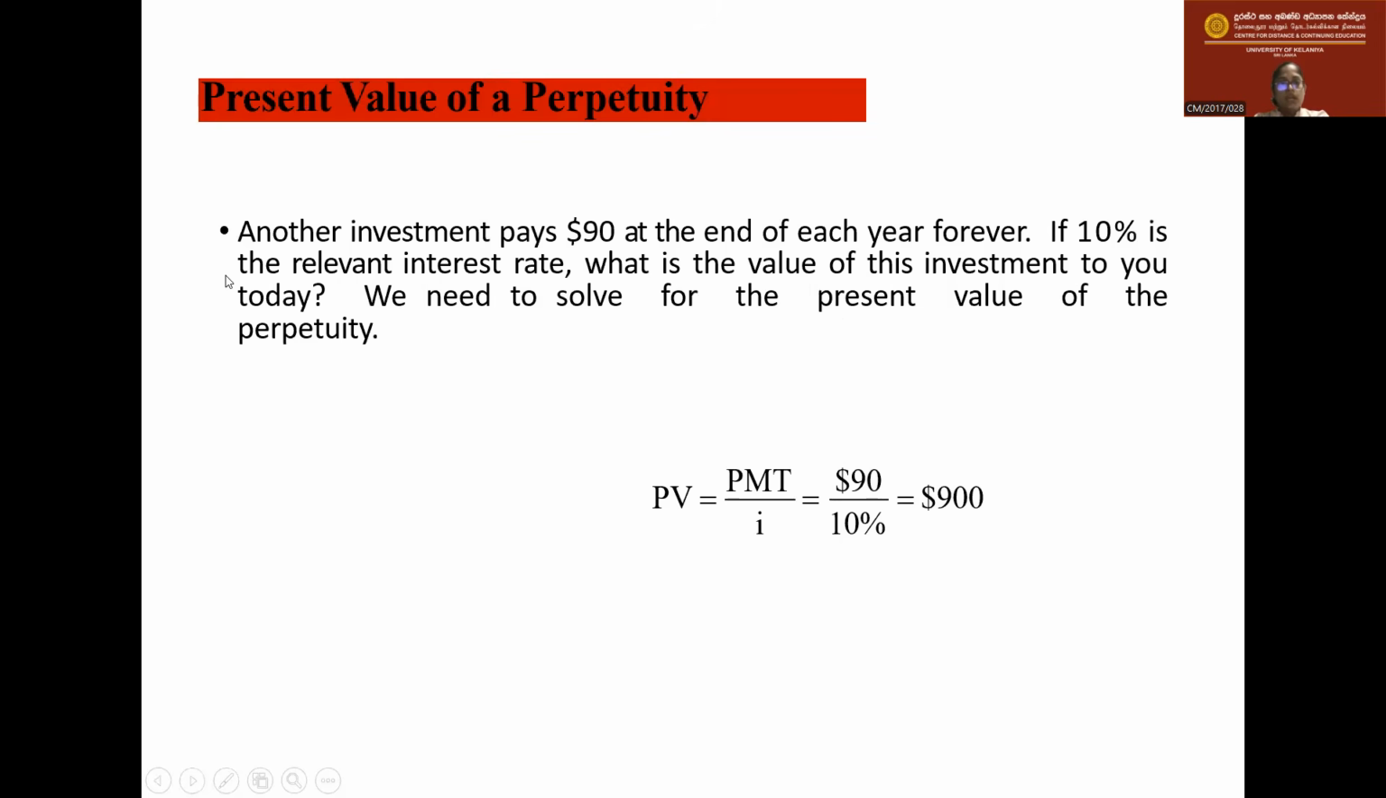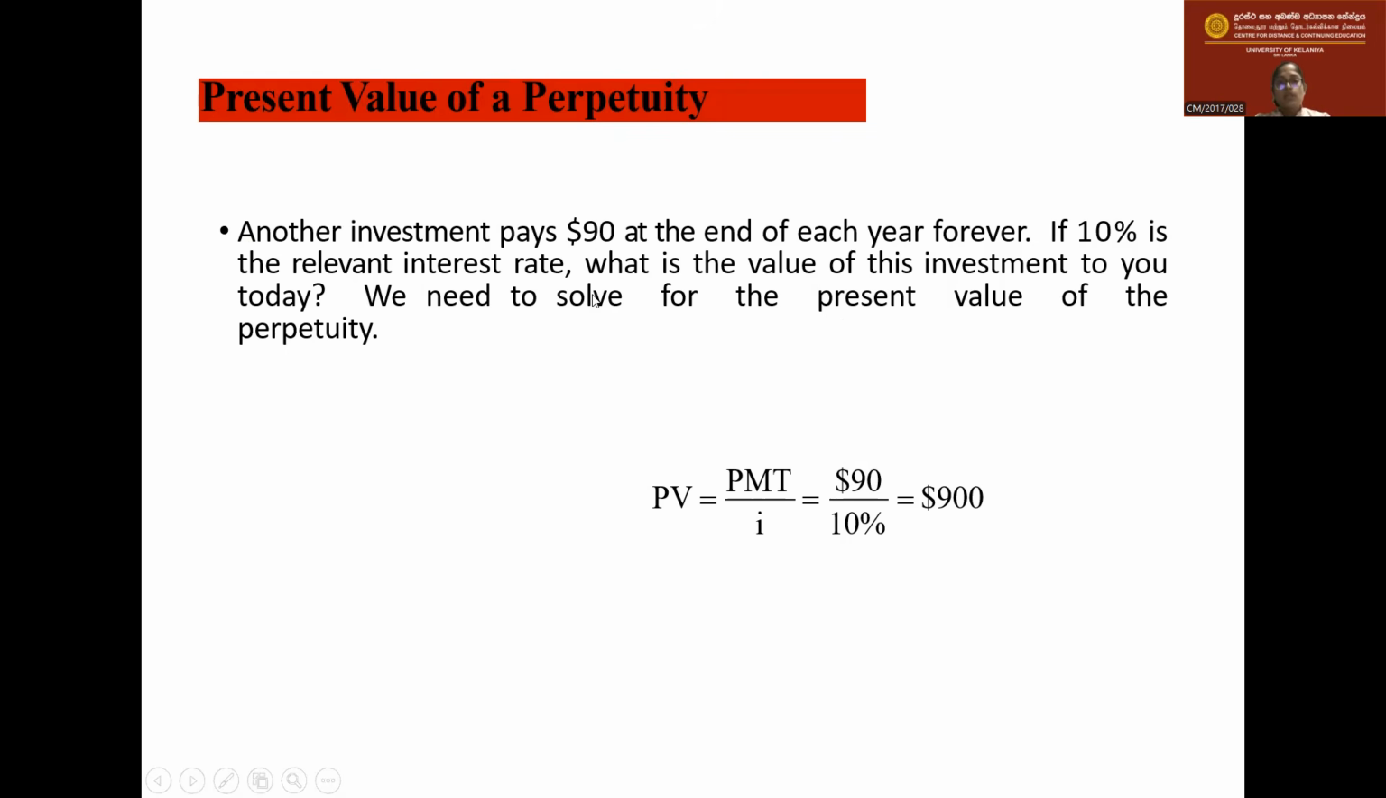Okay. Then have a look at the next one. Another investment pays $90 at the end of each year forever. If 10% is the relevant interest rate, what is the value of this investment to you today? Here it's asking about the present value of a perpetuity, right? What would be today's value? That is what this question is asking from you.